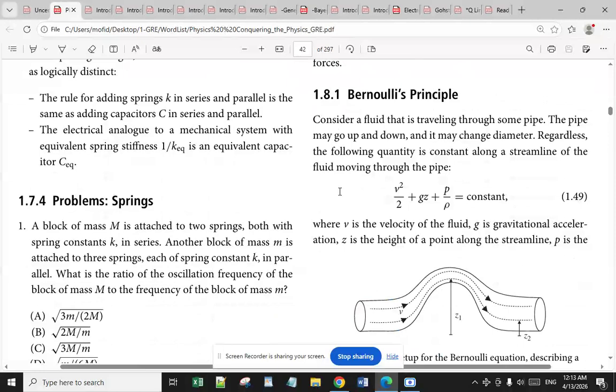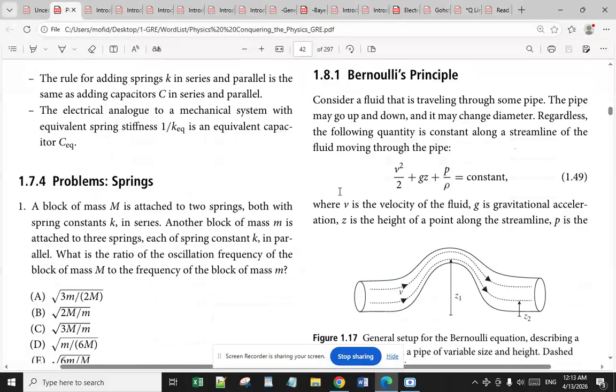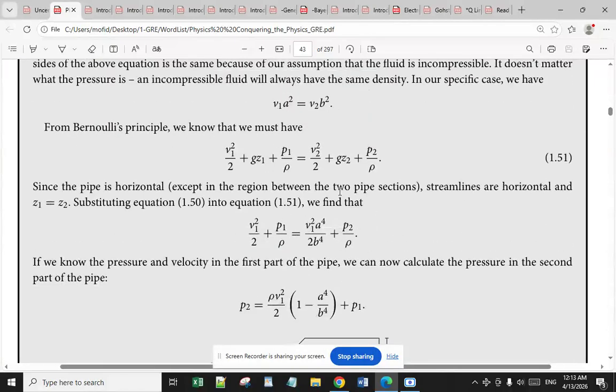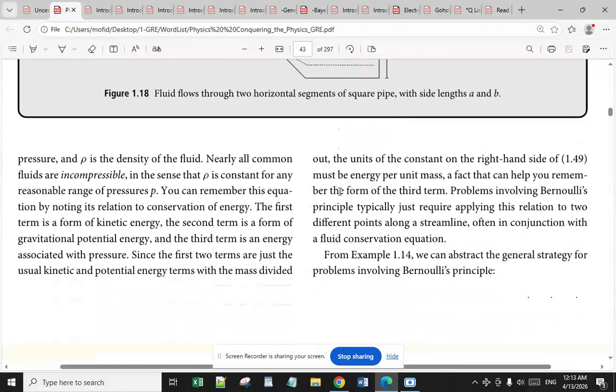g is the gravitational acceleration. z is the height of the point along the streamline. P is the pressure and rho is the density of the fluid. Nearly all common fluids are incompressible in the sense that rho is a constant for any reasonable range of pressure P. You can remember this equation by noting its relation to conservation of energy.